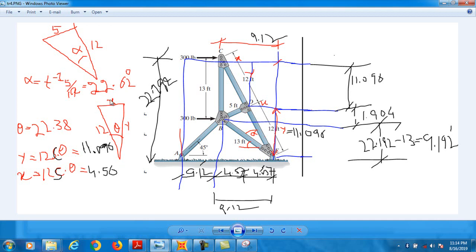By using the trigonometrical ratio you can get x and y. The side which is in front of the angle, that is your perpendicular, and the side which is adjacent to your angle, that is your base. So y is your base and x is your perpendicular. Now y is your base, and base is related with cos, so y is 12 multiplied by cos theta, where theta is equal to 22.38, and x is perpendicular, so we relate x with sine, so x is 12 into sine theta.